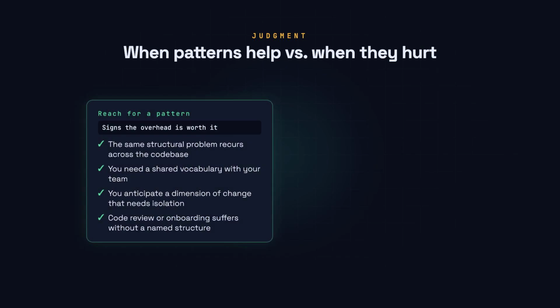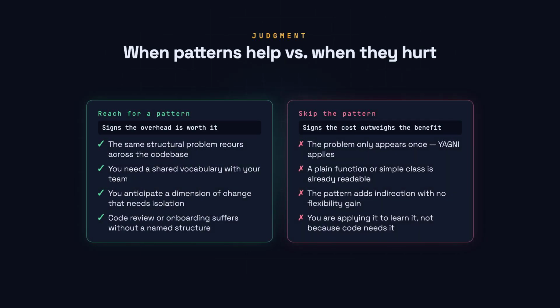Patterns are tools, not rules, and using the wrong tool is just as harmful as using no tool at all. Reach for a pattern when a structural problem genuinely recurs, when your team needs a shared name for a design decision, or when you know a specific dimension of the design will need to change. Skip a pattern when a simple function solves it cleanly, when the extra indirection buys nothing, or when your honest reason for using it is practice rather than necessity. That last one is fine in a side project, just do not do it in production code.